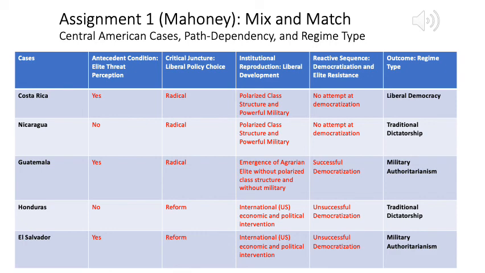So there's the antecedent conditions. What were the threats that the leaders of each country perceived to be facing in the mid-19th century, which is the antecedent condition. What are the choices available at the critical juncture? Which liberal policy choice was chosen, the radical or the reform one? What were the processes of the self-reinforcing mechanisms after the choice was made? How did liberalism develop? Did a polarized class structure and a powerful military develop? Or did you develop an agrarian elite without this polarized strong difference between rich and poor and without a strong military? Or was there U.S. intervention? And lastly, the reactive sequence. How far was there an attempt at democratization? And how far was it successful? So rearrange these properly according to the reading.